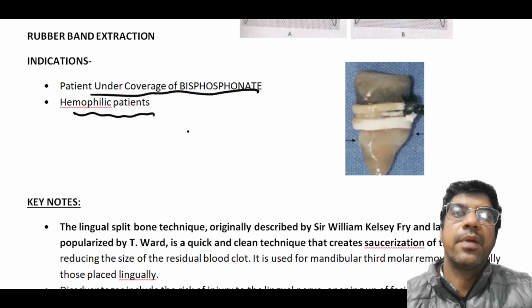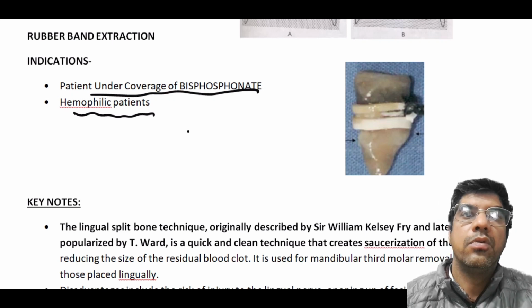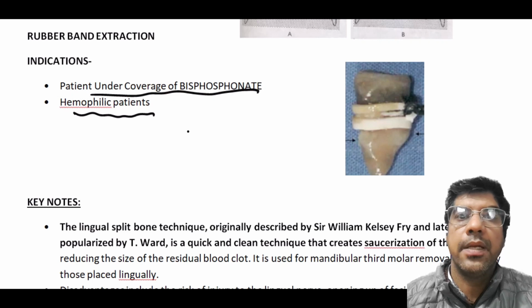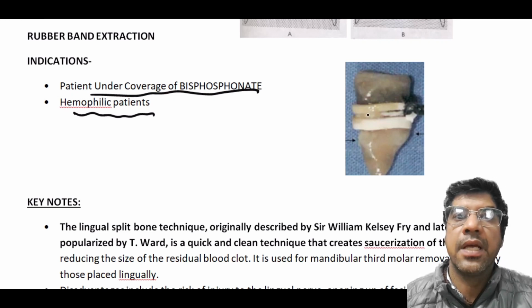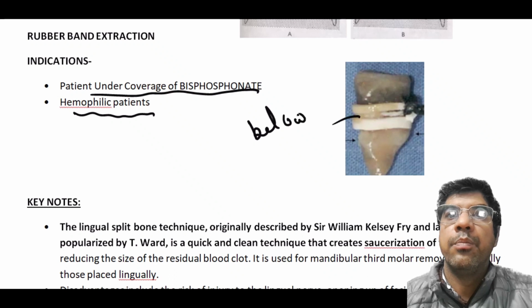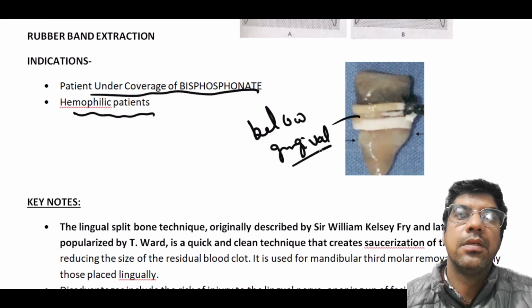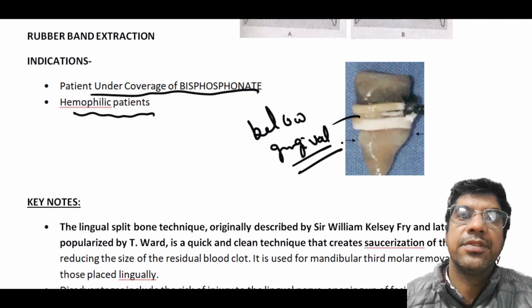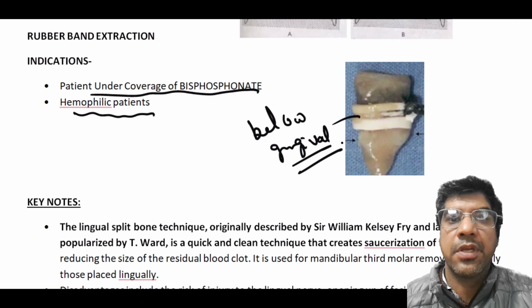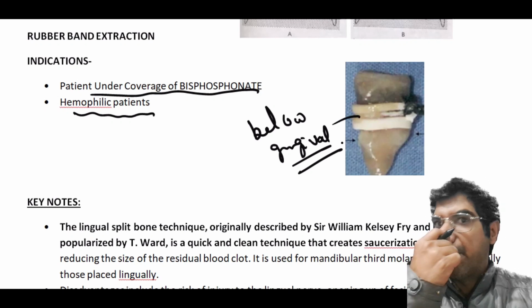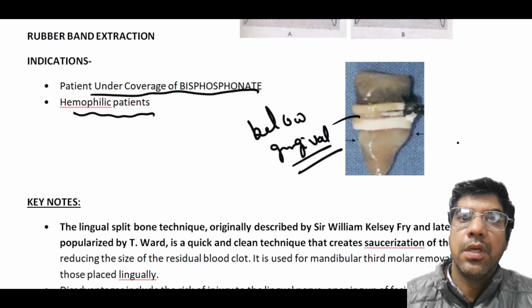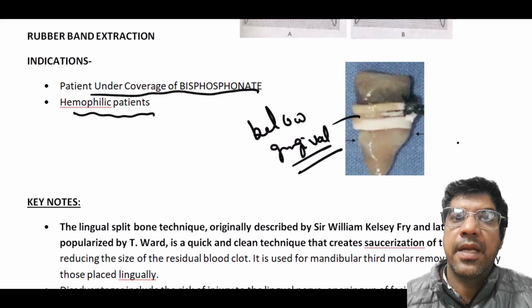In case of rubber band placement, you have to select a strong, durable rubber band that can withstand the forces involved in the extraction. You have to place the rubber band around the target tooth and engage it below the gingival margin. Ensure that the rubber band is securely positioned, providing a stable grip for the tooth. Now a gentle traction force is applied to the rubber band.